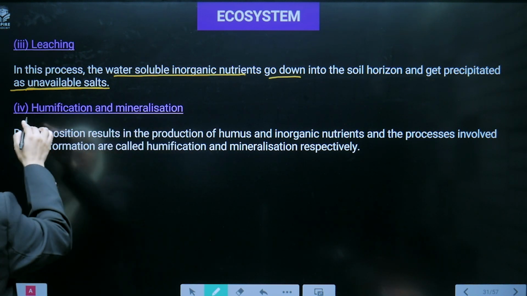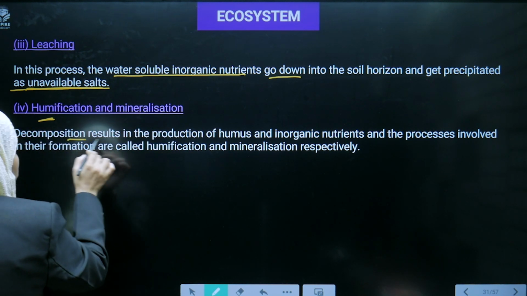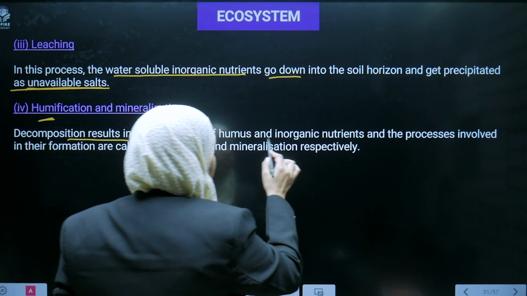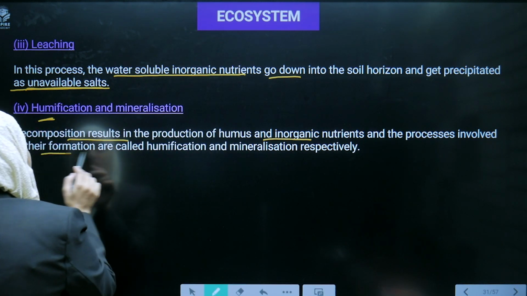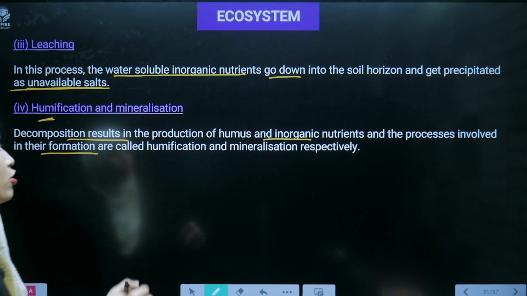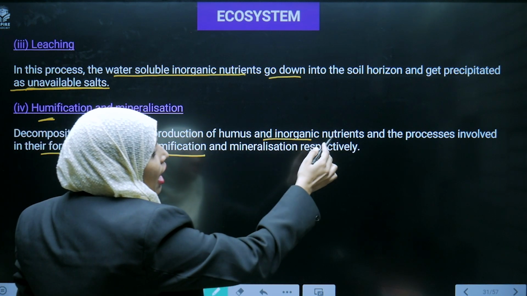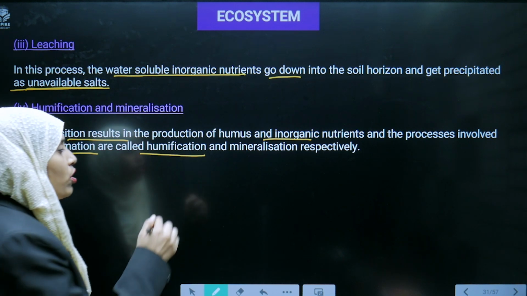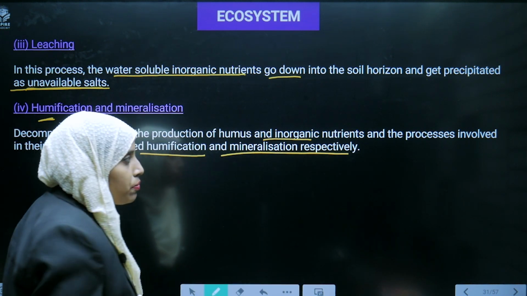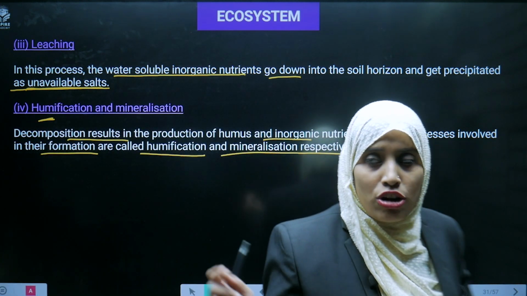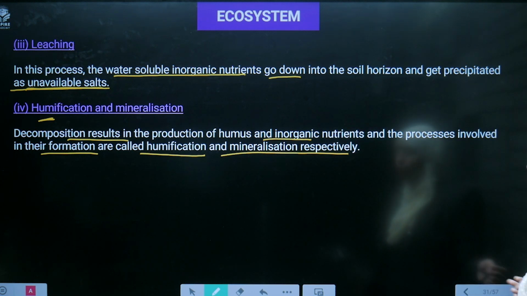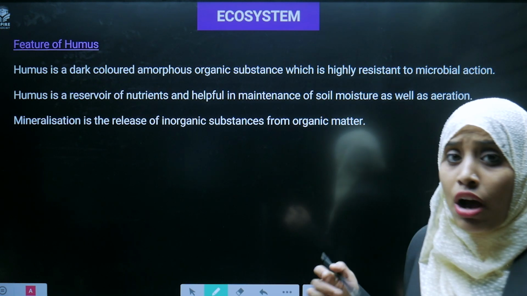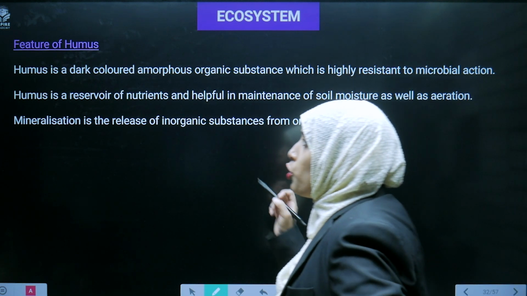Now, next, humification and mineralization. Decomposition results in the production of humus and inorganic nutrients. The process involved in the formation of humus is known as humification, and the process of inorganic nutrient formation is mineralization. So, these steps also come under the decomposition steps. Now, what are the features of humus? How does it look? So, how is humus?